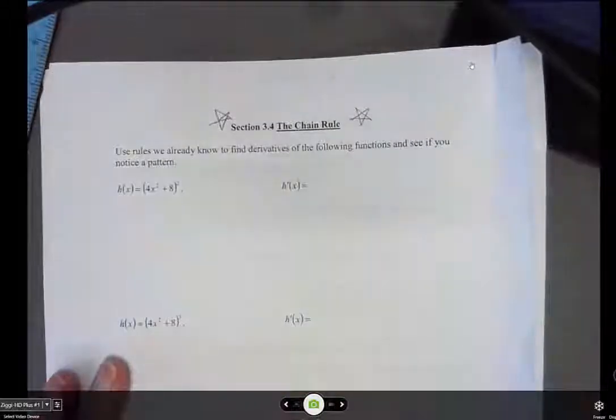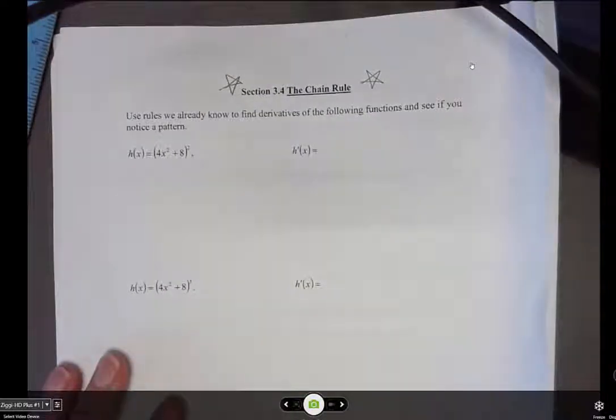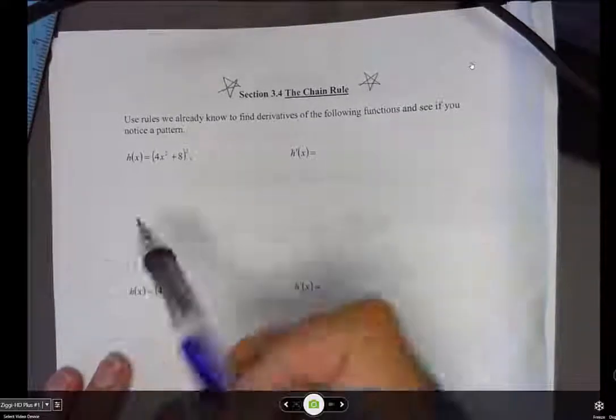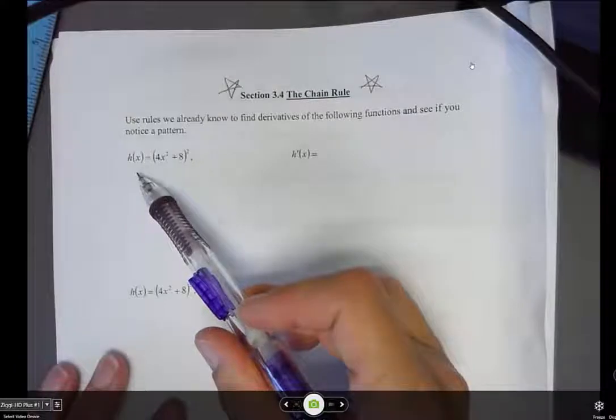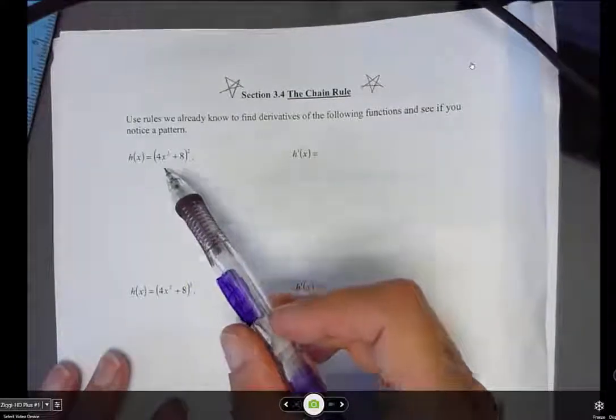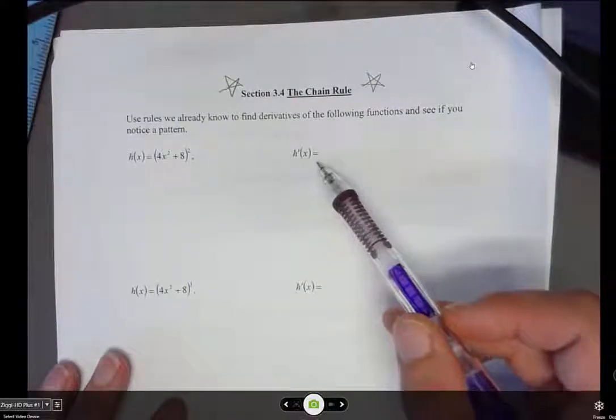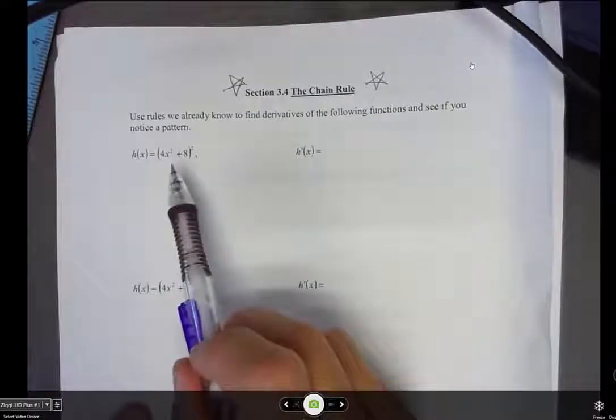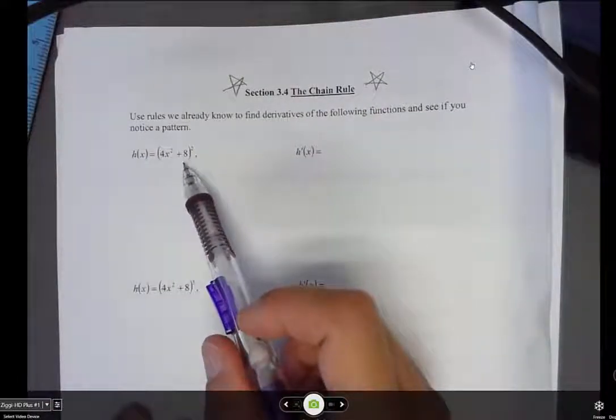And it says, first we're going to develop a pattern just like we did with the product rule, and then we'll use the pattern to help us in later problems. Okay, so the first thing is here's h of x, and they want us to find h prime. And we have not seen parentheses to a power yet.